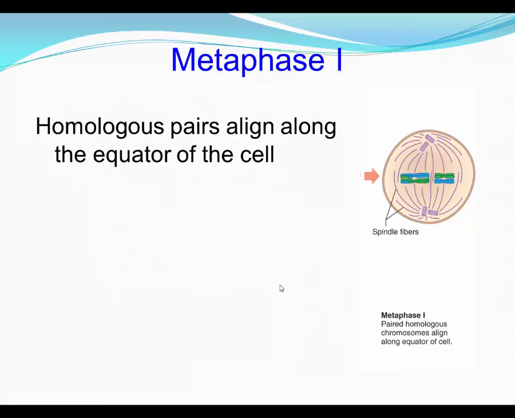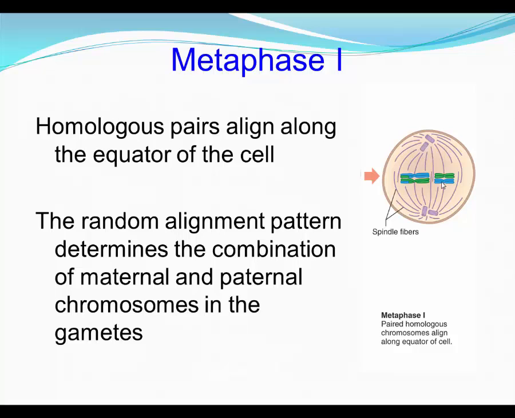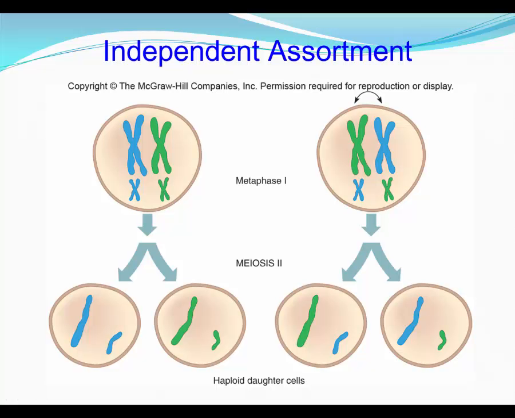Now the homologous pairs of chromosomes pair up along the middle of the cell. But here is an important second step in genetic variability, namely independent assortment. How the green and blue chromosomes line up in the middle is random. You can see the order of the chromosomes of green and blue lead to 4 different combinations of haploid daughter cells in meiosis II, depending on how the homologous chromosomes line up.